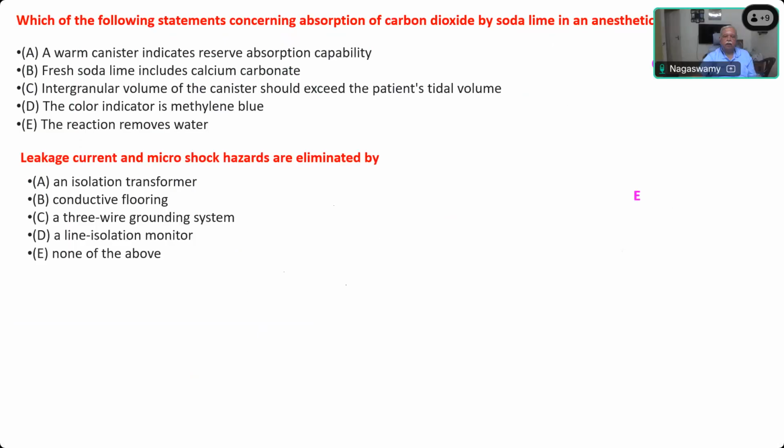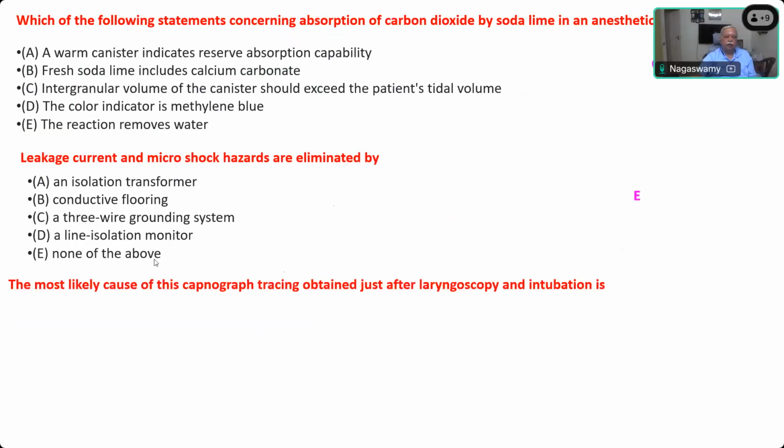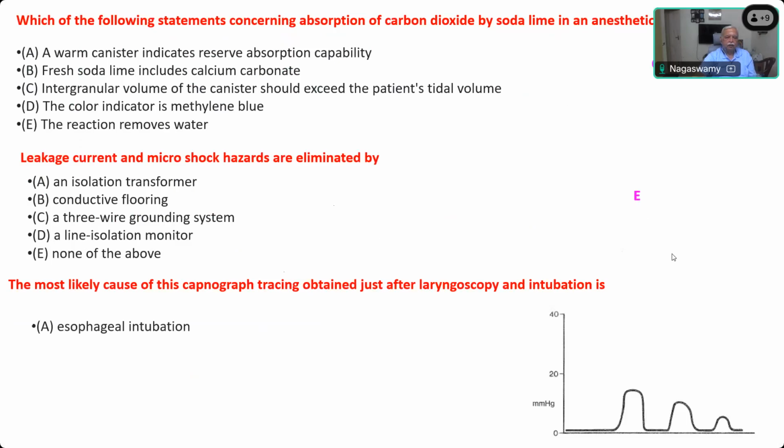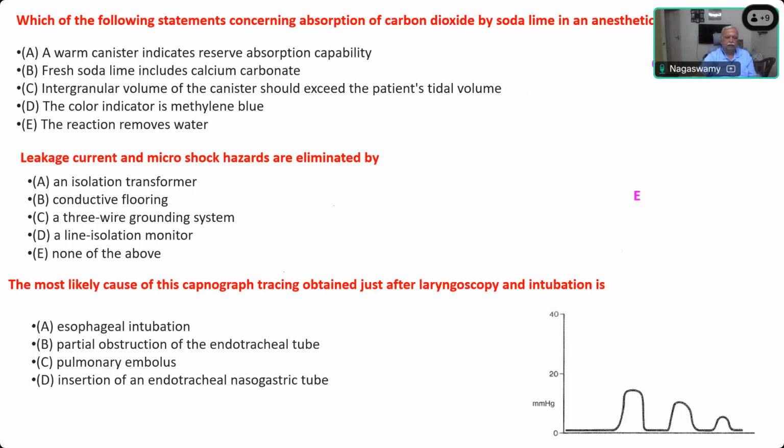Answer is none of the above. None of them prevent that. Okay. Most likely cause of this capnograph tracing obtained just after laryngoscopy and intubation is: esophageal intubation, partial obstruction of the endotracheal tube, pulmonary embolus, insertion of endotracheal nasogastric tube, mild bronchospasm.